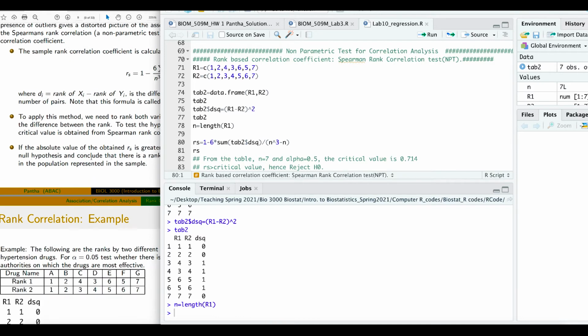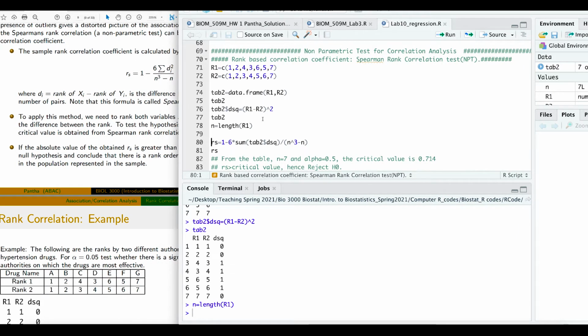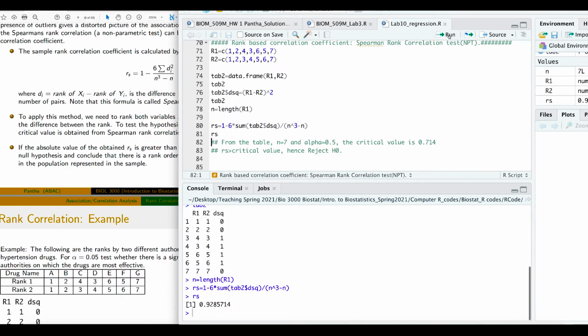Now what is the formula to find out the R sub S? It is 1 minus 6 times the summation of di squared, the sum of that deviation squared from the table, and then divided by n cubed minus n. That's what we use, right? So what do we find out for R sub S? R sub S is 0.9285.